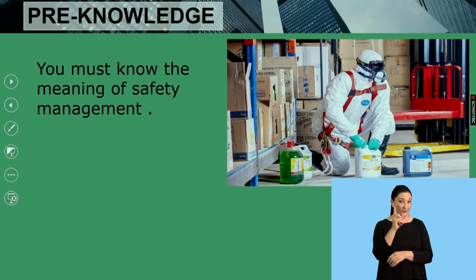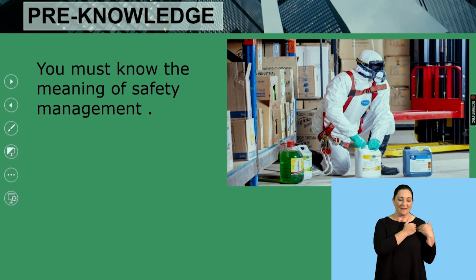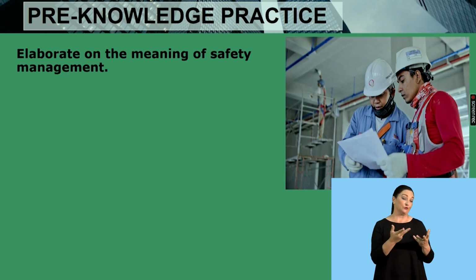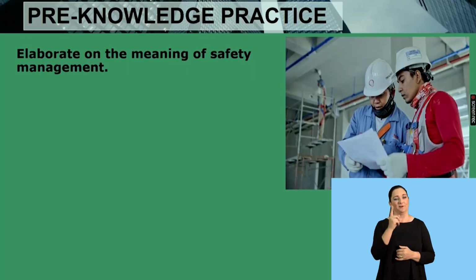Your pre-knowledge question for today says that you must know the meaning of safety management. Which brings me to the pre-knowledge practice question for today. The question reads: elaborate on the meaning of safety management. Remember, grade 11s, when you are elaborating, you are supposed to give a detailed explanation of exactly what you are saying. Now let's look.